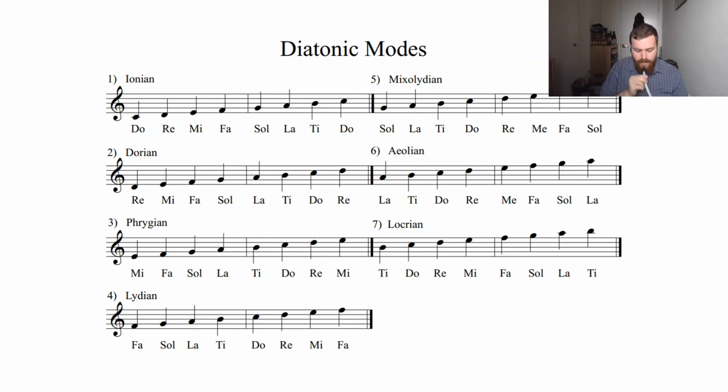Okay, so here's Do again. Here's Ti. Okay, so major scale. Let's do half notes again. Starting on scale degree 7 of major. Okay, make that 1 of Locrian. 1, 2, 3, 4.